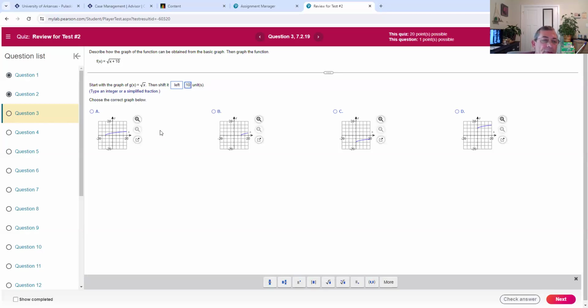And y'all, let's see, what a graph we just drew. What are y'all going with, A, B, C, or D?